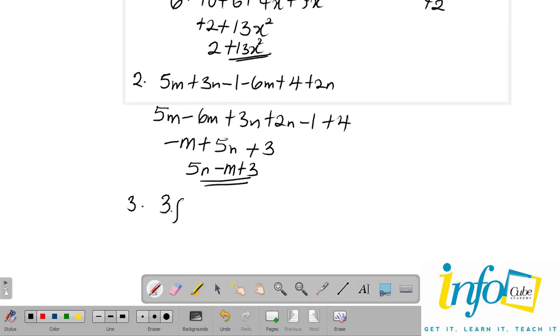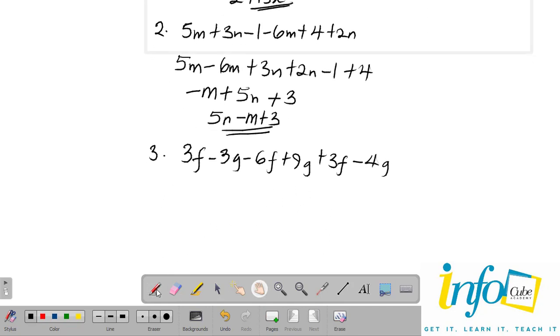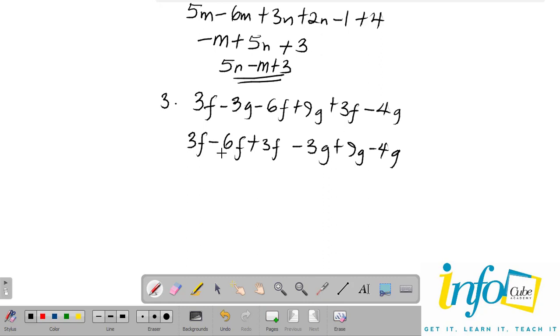We have 3f minus 3g minus 6f plus 9g plus 3f minus 4g. So let's quickly collect like terms. We have 3f, we have minus 6f, and we have plus 3f. Then we have minus 3g plus 9g and minus 4g. Then 3 minus 6 will give us minus 3. Then minus 3 plus 3 will give us 0.